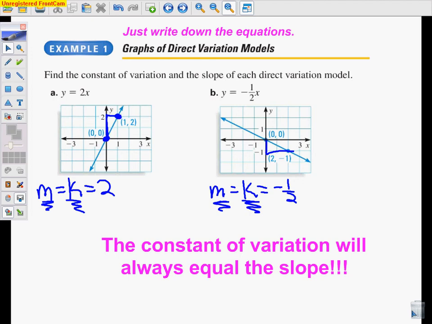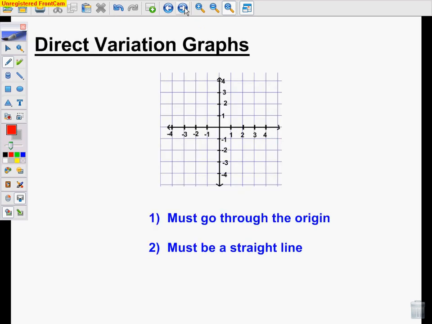The only reason they name them differently is because, if you didn't notice, every time you deal with a direct variation, we always go through what point? In direct variation models, we always go through the origin. In slope-intercept form, we don't necessarily go through the origin. This is why I put direct variation after slope-intercept form, because direct variation models are really just the same thing as slope-intercept form models, except direct variation always goes through the origin.